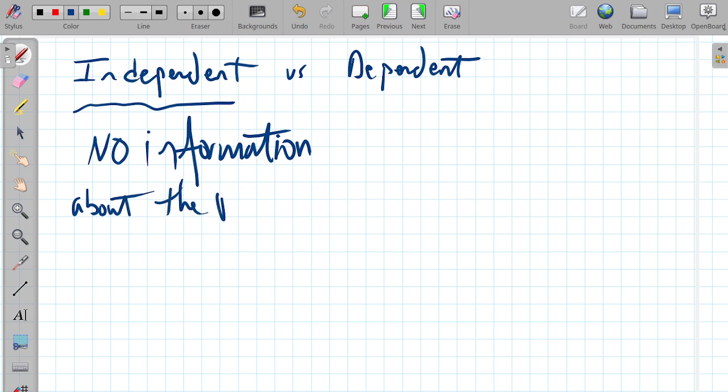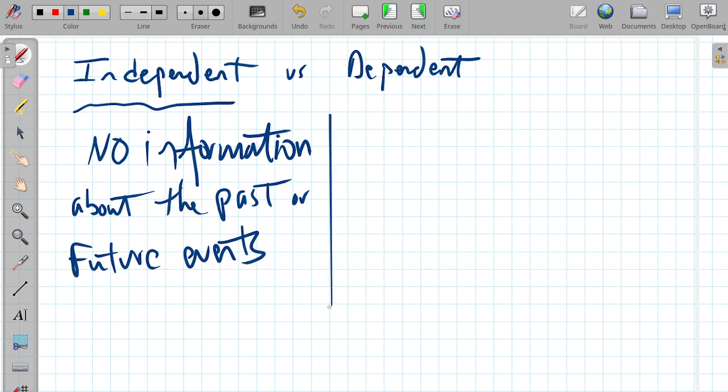No information about the past or future events. None whatsoever. However, dependent data does. There's something in common. Now let's finish this off here. No commonality.